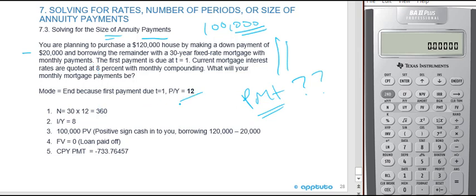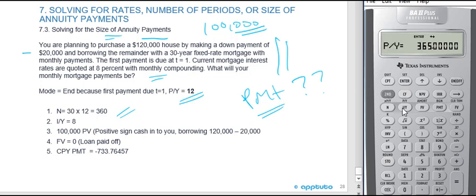So P/Y is going to be set to 12 and N is going to be 30 years times 12. And the interest rate is 8%, monthly compounding. So what will your monthly mortgage payments be? That's a very popular type of question, not only on the exam, but in real life as well. So let's do that one.